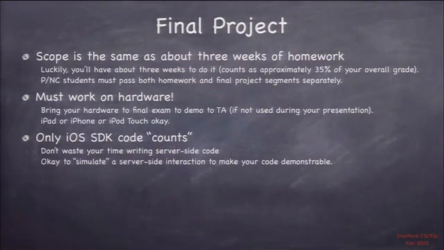So that's that. The scope is basically 3 weeks of homework worth of work. You should know by now approximately what that is. Remember, the pass and credit people have to pass both the homework section and the final project separately. You can't bomb one and get an A on the other and pass this class. Your final project has to work on hardware. You have to show it working either in a demo in your 2 minutes, or if you don't show a live demo in your 2 minutes, you have to show your TA.